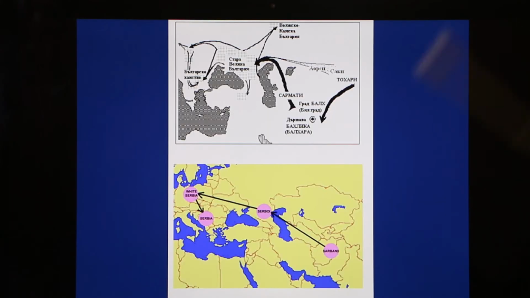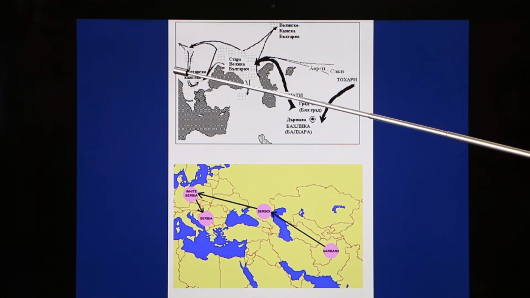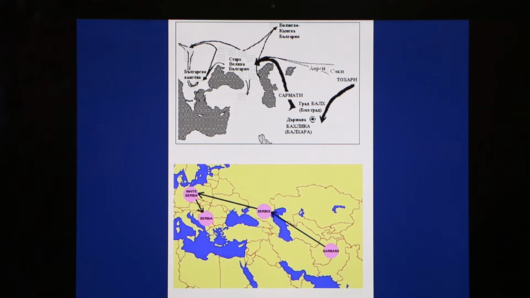And the second group that comes from this general area, there are Tokharians from the Tarim Basin that move down to this general area and then become the Sarmatians. And they go first to this area between the Caspian and the Black Sea, and then move further to Sarmatia Europea.